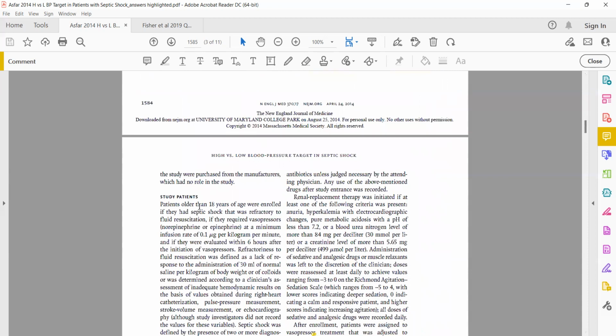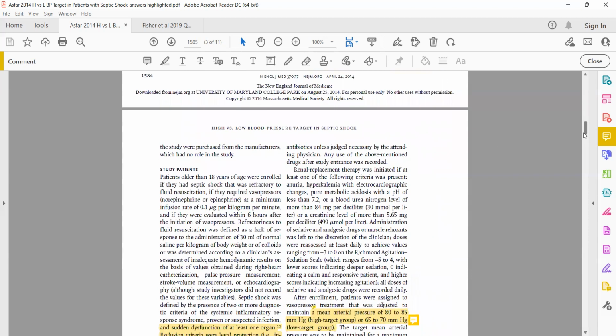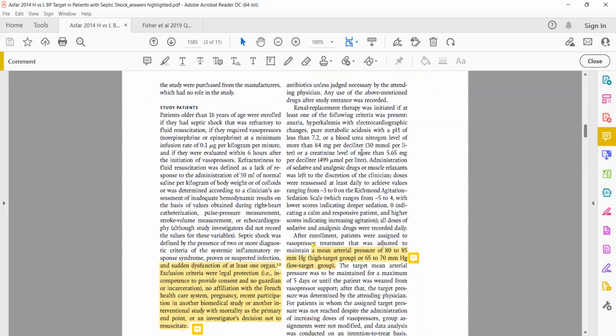This section here gives a description of who are the study patients, right? What is the study group? And it talks about the thing we mentioned, who are they excluding? Exclusion criteria were legal protection, those without a guardian, those with no healthcare affiliation. And are there differences in those that have affiliation with healthcare and those that don't? Those in other studies, etc.